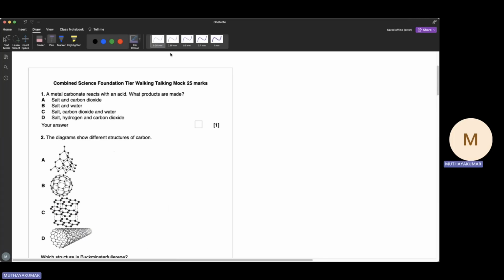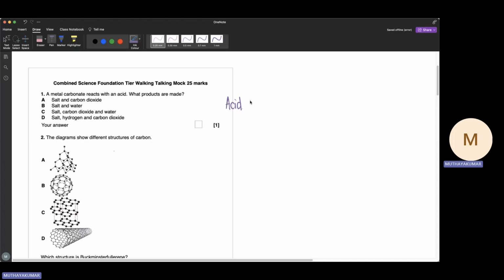So the first one is a multiple choice question. A metal carbonate reacts with an acid. What products are made? There are a couple of essential or common generic chemical reactions that you need to know in chemistry. A lot of them are acid reactions or reactions involving acids, and this question is testing you on one of those.